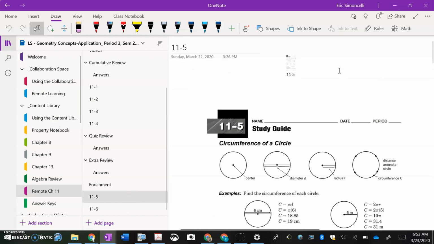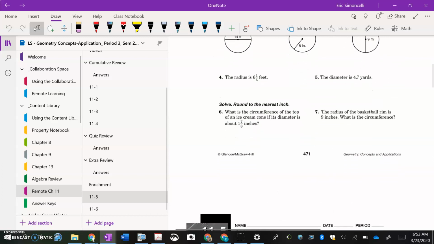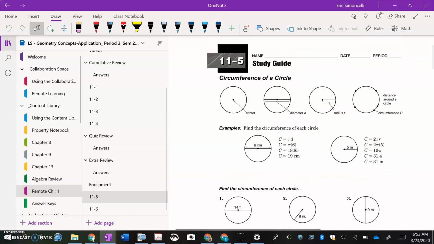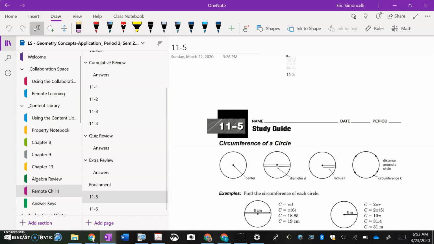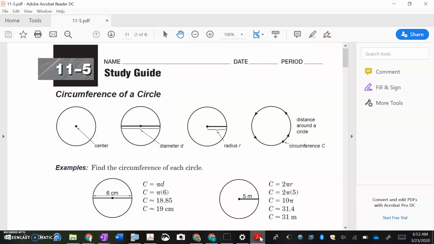So this is in your notes, page 471, as you can see. And at the top, what I've done also is I've embedded a PDF file version of the notes. So if you want to print off the blank version of the notes, please feel free. Just double click on it, and it'll open up down here as a PDF.